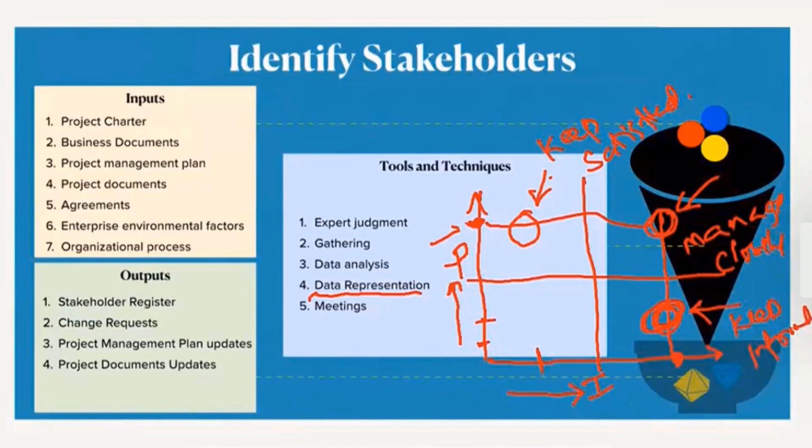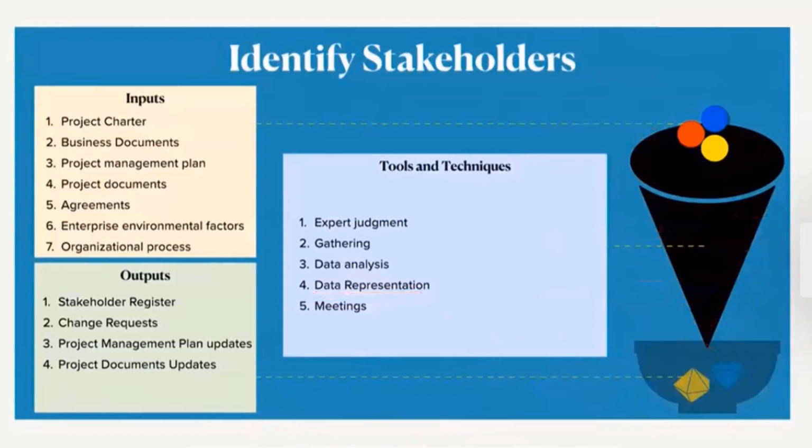And the person who has very little power and little interest falls in this category. We can almost ignore them, but it is not good to ignore. So we can spend minimum effort here. So the PMBOK guide says we can spend minimum effort on this stakeholder. So this is the power interest grid. At least one question you can definitely expect from this topic.